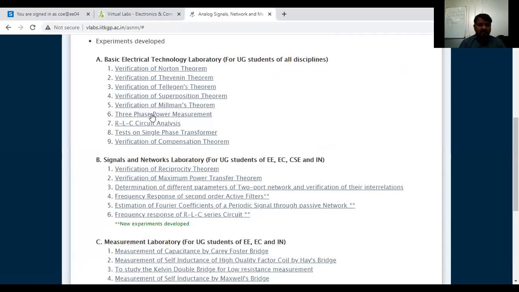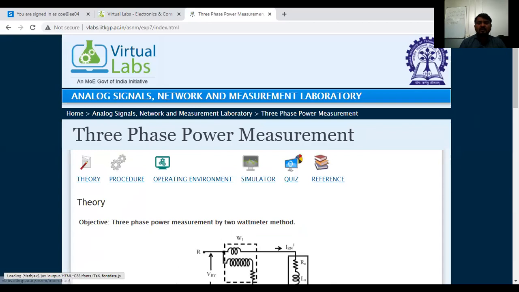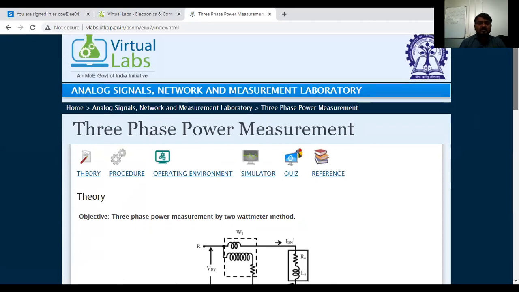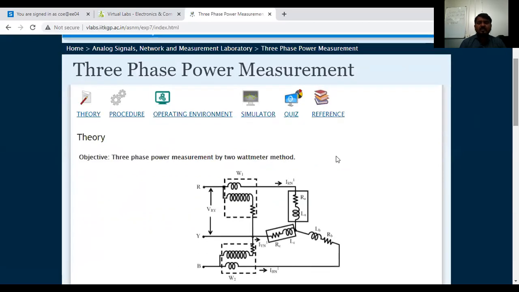Three-phase power measurement. Just click on this three-phase power measurement. It will open the experiment here now. The experiment page, which is the three-phase power measurement page, is going to open. First, they will give the theory part here now. Here the theory is explained.